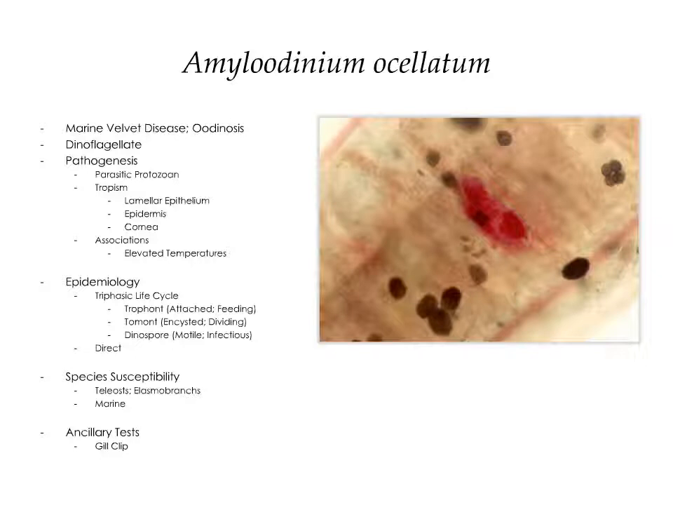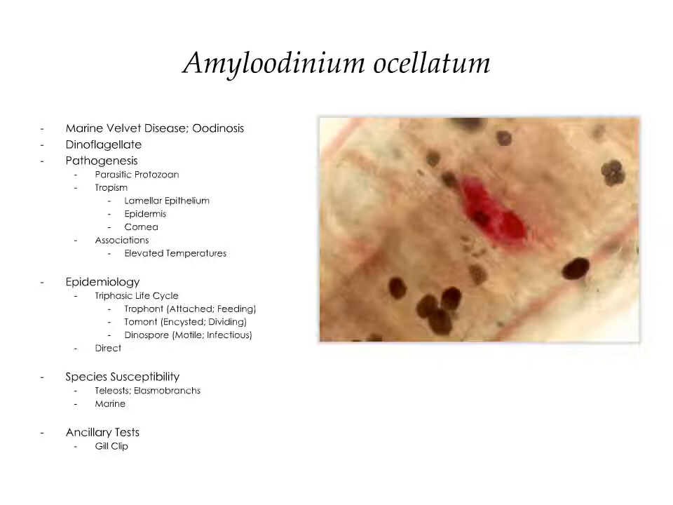In regards to epidemiology, the parasite has a triphasic life cycle, involving the trophont, which is the attached feeding stage, the tomont, which is the rapidly dividing encysted stage, and the dinospore, which is the motile infectious stage. Transmission is direct. All species of teleost and elasmobranch within the marine environment are susceptible to infection.